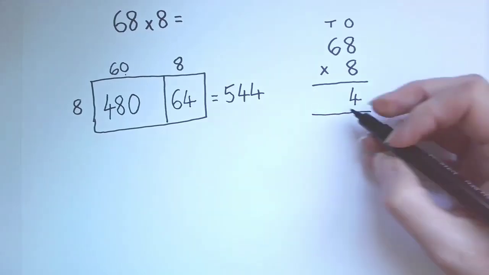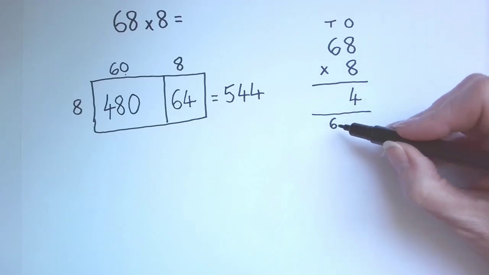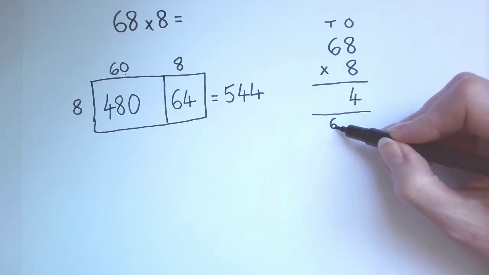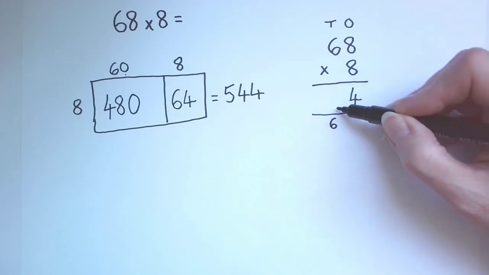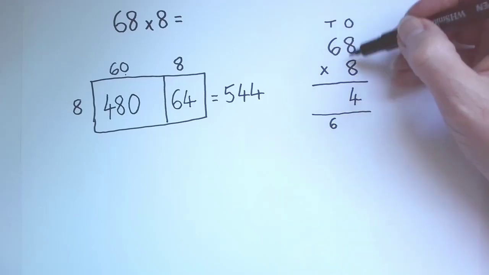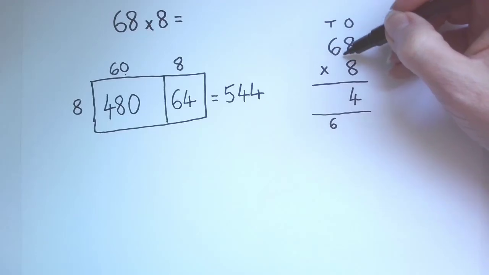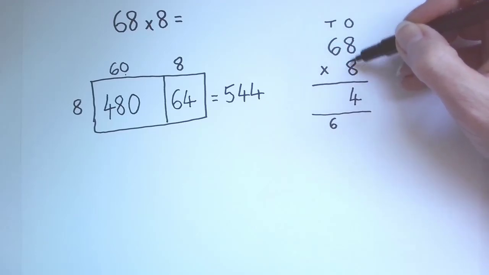64. And just as when we were using a column addition, we can see we're going to put the 6 tens down here so that we can fill in the tens column when we've worked out the next part of the calculation. So we're going to need to add those 6 tens on. So I've done 8 multiplied by 8 is 64. And now I move to my tens. And I've got 6 tens multiplied by 8.